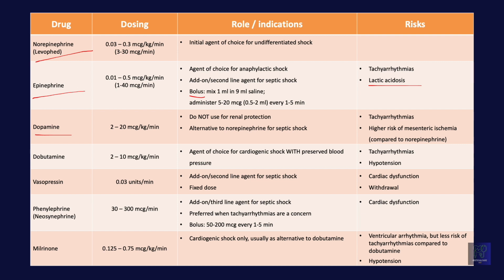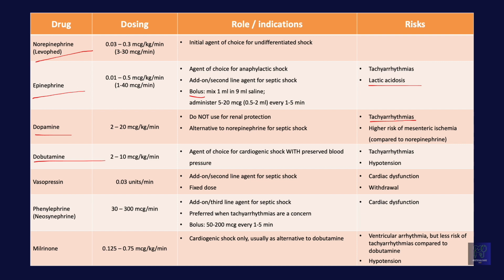Dopamine is notorious for causing tachyarrhythmias, things like frequent PVCs, atrial tachycardias. All of these are common with dopamine. Also, there is higher risk for mesenteric ischemia compared to norepinephrine due to splanchnic vasoconstriction. Moving on to dobutamine.